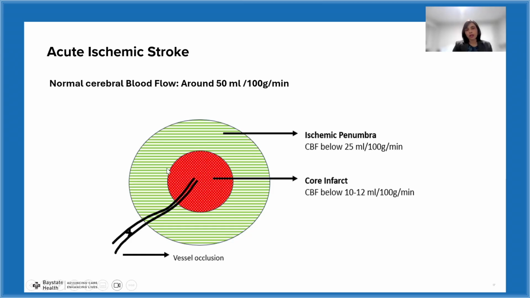And our goal is to restore blood flow so that this green part or the penumbra can be potentially saved. As time goes by, the core increases to a point that eventually it can include the entire area. So the core grows and the penumbra is lost, and the entire circle will be the ischemic infarct or the core infarct.